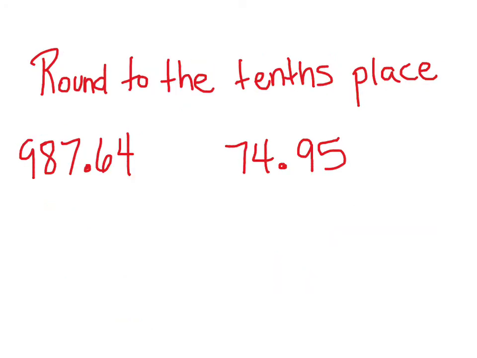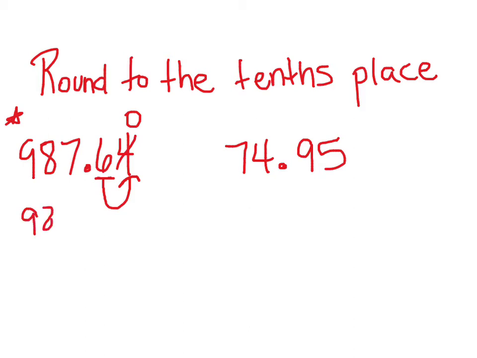Okay, now let's round to the tenths place. So in this first problem, 987 and 64 hundredths, the 6 is in the tenths place. So we underline the tenths place, which is the 6. We hook to the right. The number on the right is a 4. So 4 or less, let it rest. So that means 6 stays the same and the 4 becomes a 0.